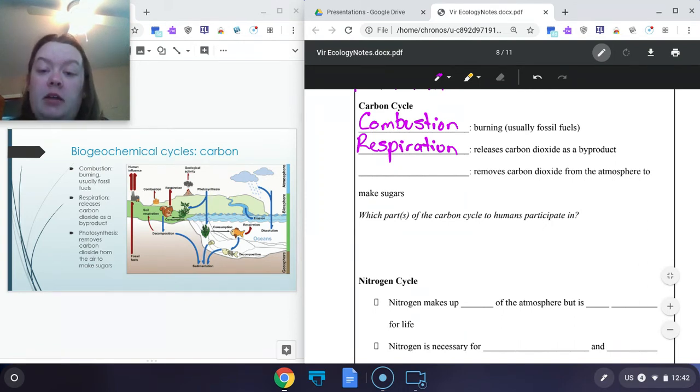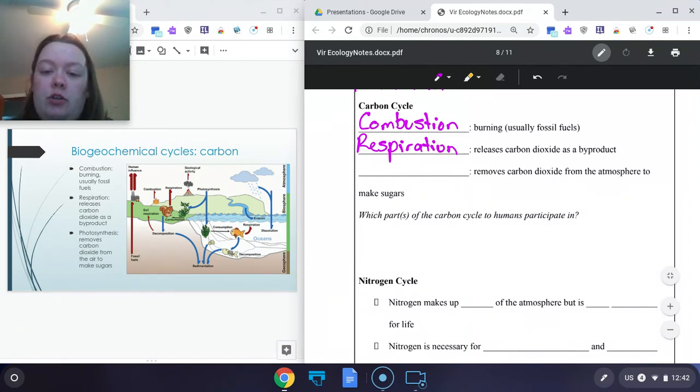Fun fact, plants actually do respiration as well. They are not breathing. General respiration is just the process used to make energy, and it does require oxygen, and the way that humans do it is by breathing in the oxygen to make energy. And we release carbon dioxide as a byproduct. So respiration does not necessarily mean breathing. It's just the process used to create energy, and plants do it as well.